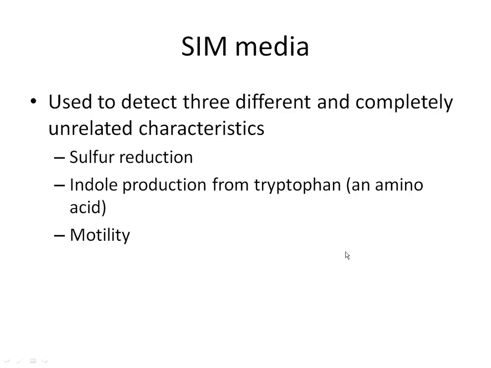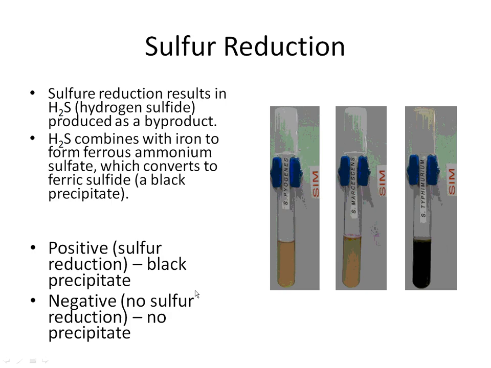Our first media to discuss today, SEM, allows us to test for three completely different and unrelated characteristics. The S stands for sulfur reduction, the I stands for indole production, and the M stands for motility. The fact that this media tests for motility tells us that this is going to be a semi-solid media. Let's first start with the sulfur reduction.